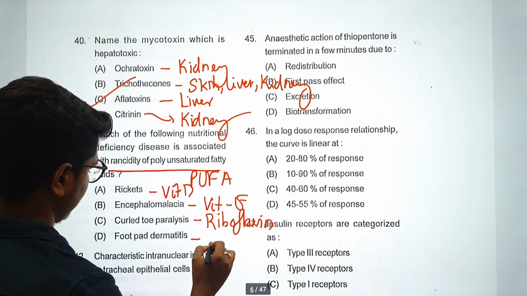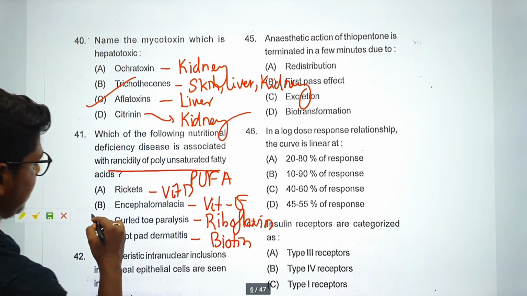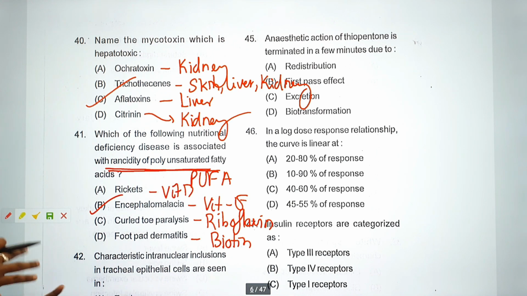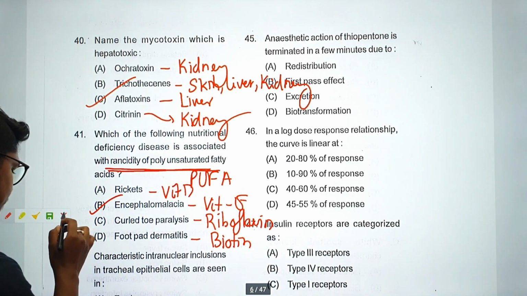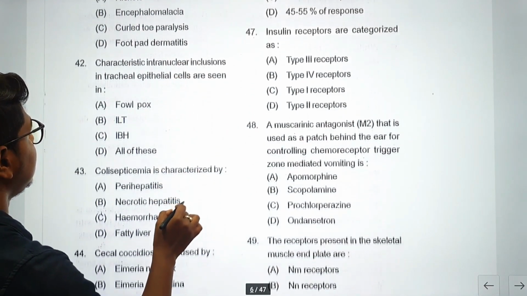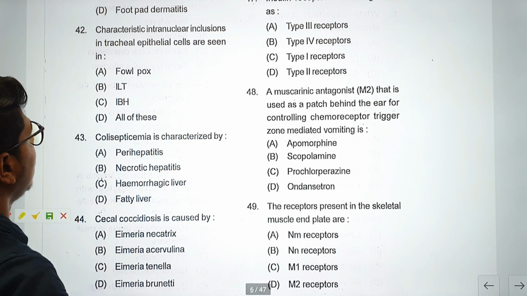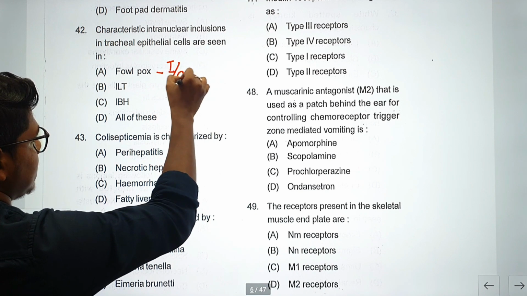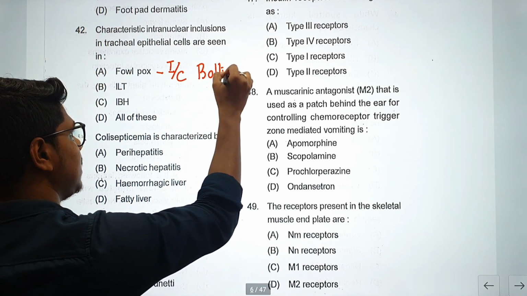And footpad is biotin. The answer will be encephalomalacia, because addition of this rancid PUFA causes deficiency in vitamin E. This deficiency leads to encephalomalacia. Characteristic intranuclear inclusion in trachea? Tracheal epithelium. Fowl pox is intracytoplasmic. Remember, it is known as Bollinger bodies.